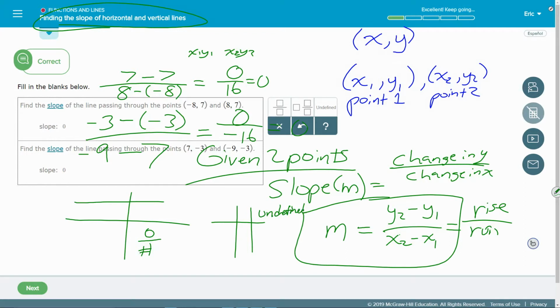That's to say that if you do the slope math and you end up dividing by 0, that's what we call undefined. So watch out for when you do the slope math and you end up with a divided by 0, your answer is not 0. Your answer is undefined. And that's it.